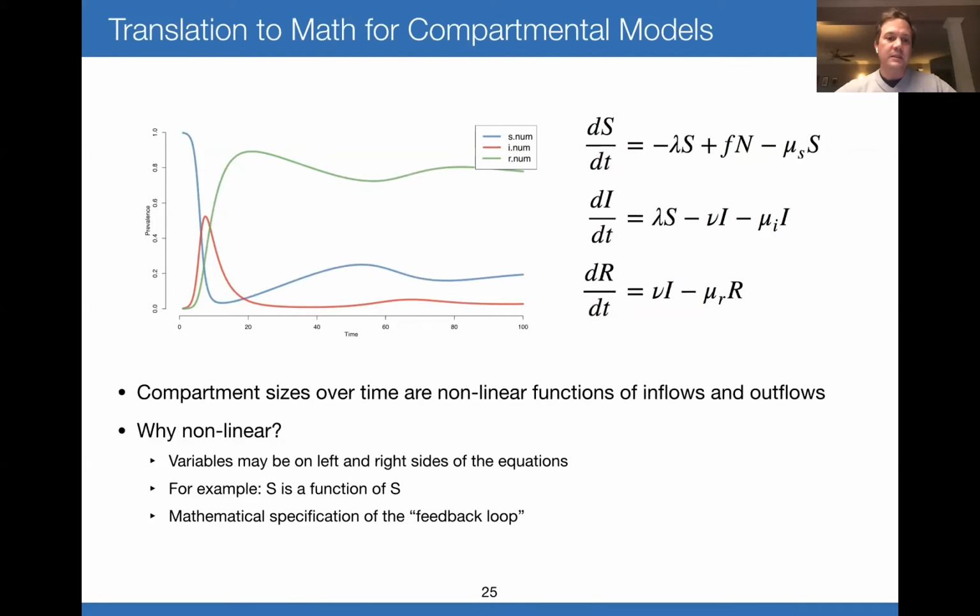So the compartment sizes over time are these nonlinear functions of the inflows and outflows. And why, again, are they nonlinear? Well, I showed you that they were nonlinear because of the epidemic feedback loop. And why are they nonlinear in terms of the math? Well, specifically because the variables on the left and the right-hand side of the equation are the same. Okay, so the number of susceptible, say the dS, can be a function of the S on the right-hand side of the equation too. And that's just another way of saying the incidence depends upon the prevalence. Okay, so this is the feedback loop again.